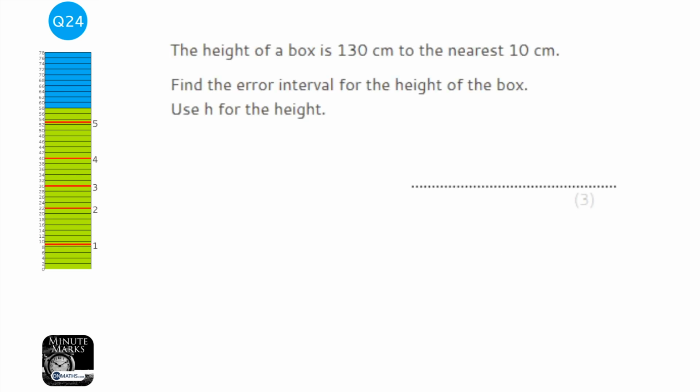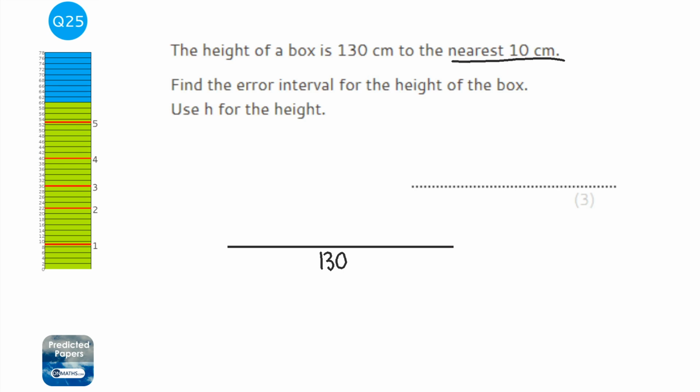Okay, the way of doing this question is to do a quick number line. We're going to put 130 in the middle. It's the nearest 10, so I'm thinking what would the next one down be? If we had 128, it would still round to 130. So the next one down that it could have rounded to is 120, and the next one up is 140. To find the intervals, we work out the halfway between the two. So halfway between 120 and 130 is 125, and halfway between 130 and 140 is 135.